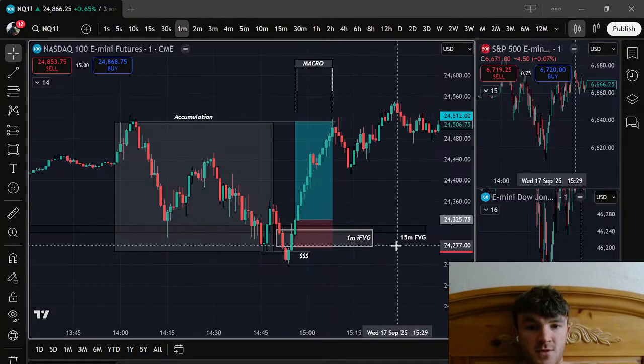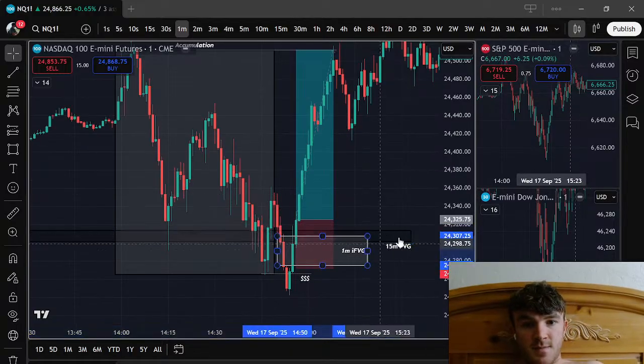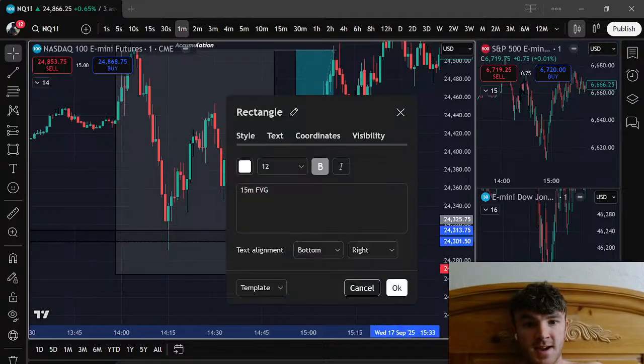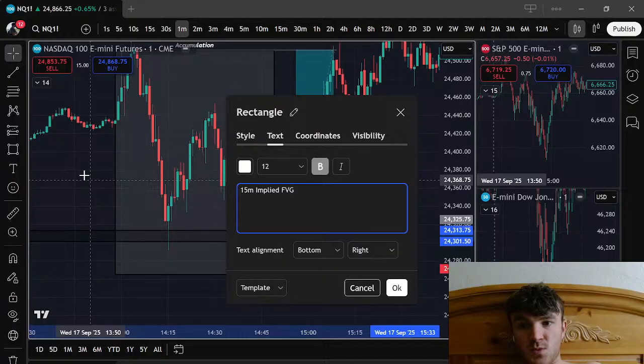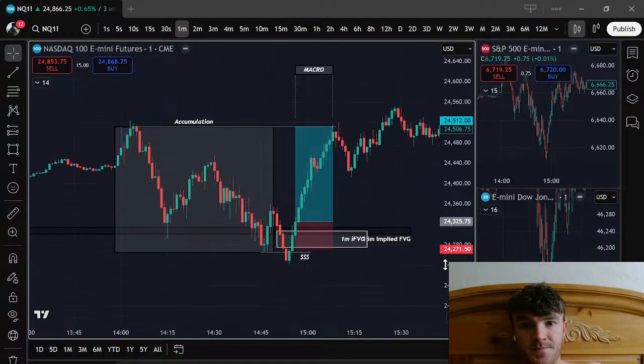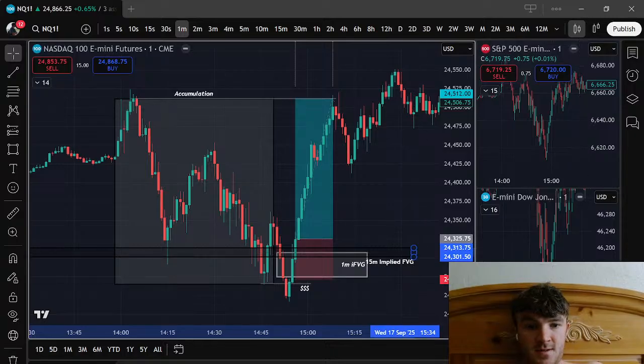Alright, 1 minute inversion for value gap off of this 15-minute for value gap. Actually, we'll call it a 15-minute implied gap. But as well, it was a 1 minute change in state, right? So we'll mark that out as well.